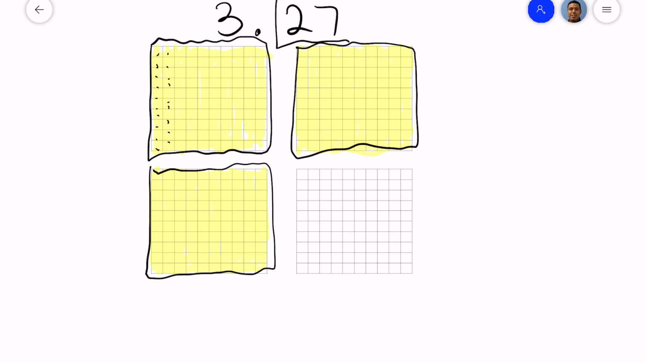Now this right here is telling me to grab another square, like this one, and only shade 27 hundredths. So out of 100 little pieces, just shade 27. And here I have 3 and 27 hundredths. Let's try another example. In here, I'm only going to have 0 and 7 tenths. So this would just be 7 tenths.